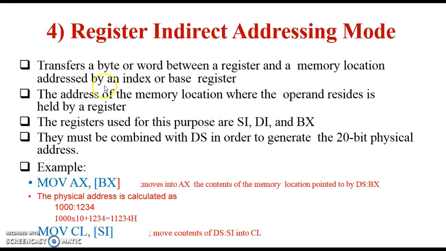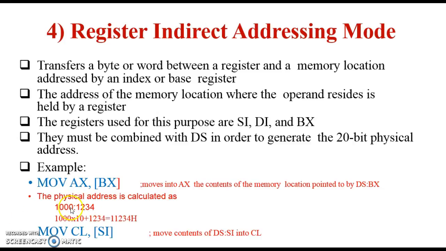The next is register indirect addressing mode. In this type of instruction, it transfers a byte or word between a register and the memory location addressed by an index or base register. For example, MOV AX, [BX]. In this, the total physical address is calculated by combining the content of segment register DS.